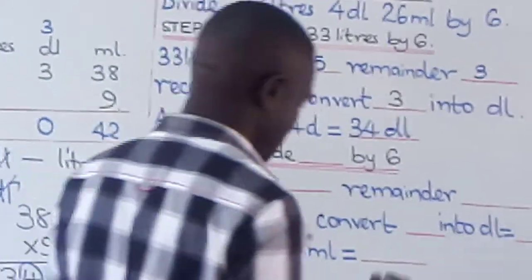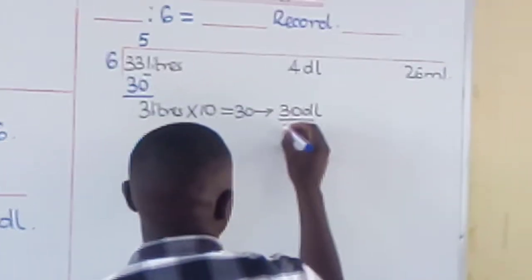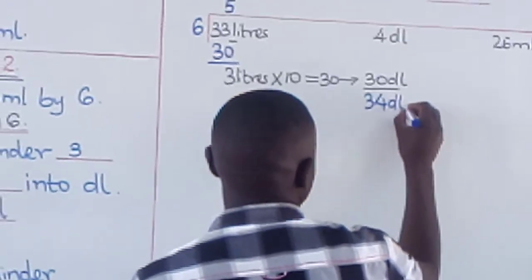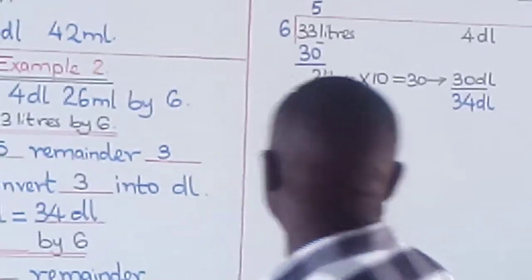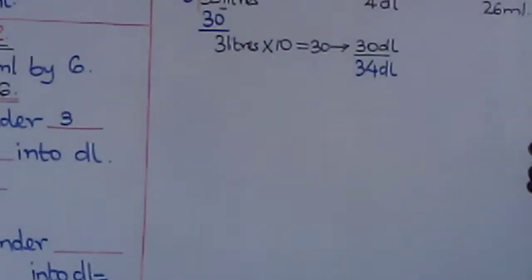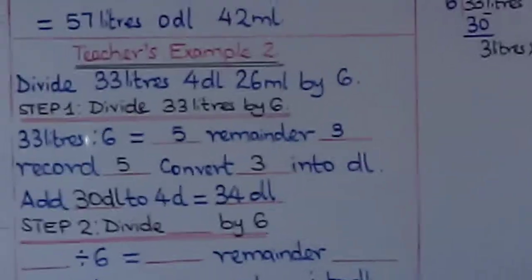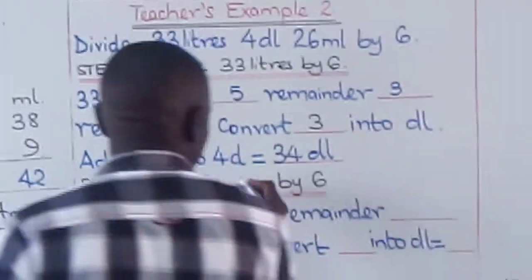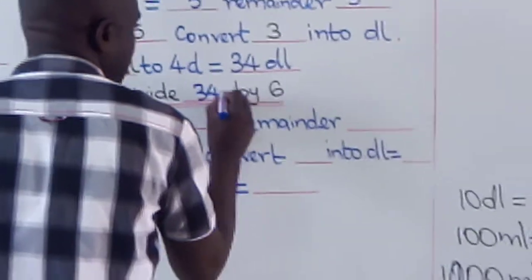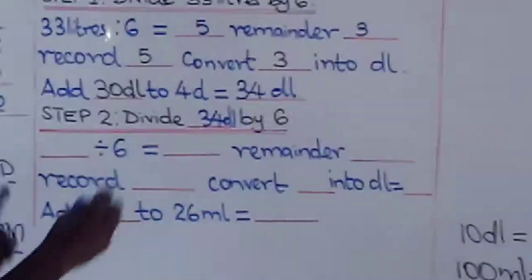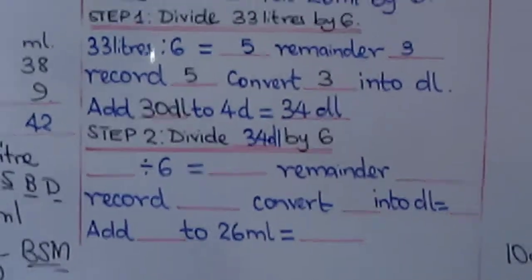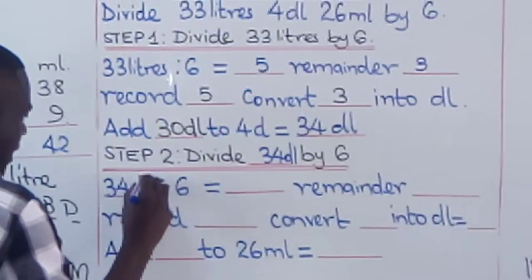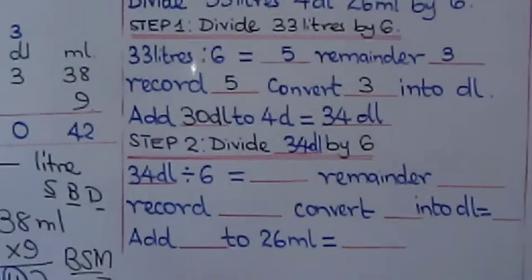34 deciliters. Let me write here 34 deciliters. Up to there, are we together? Now we go to step number 2. So that 34 deciliters, we divide by 6. We divide 34 deciliters by 6.